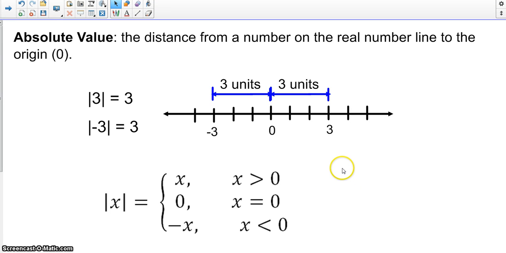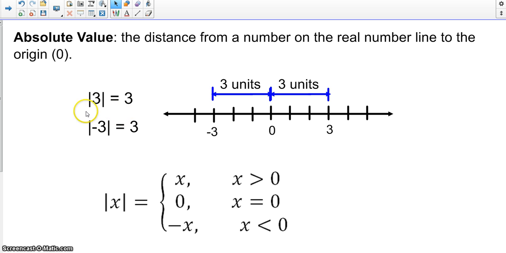This video is dealing with the concept of absolute value. This is something that you probably talked about in Algebra 1, but we're going to start with a little bit of review of the basics of absolute value. So you see the definition up here, that the absolute value is the distance from a number on the real number line to the origin 0.